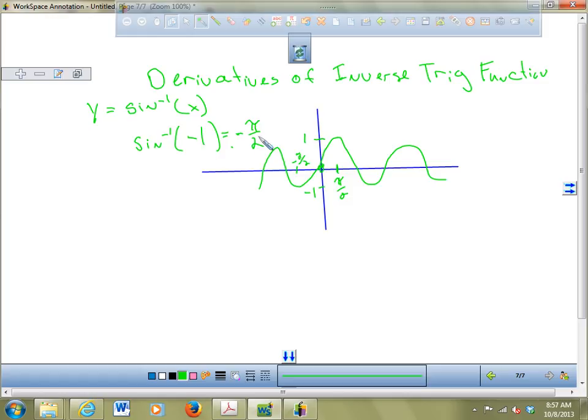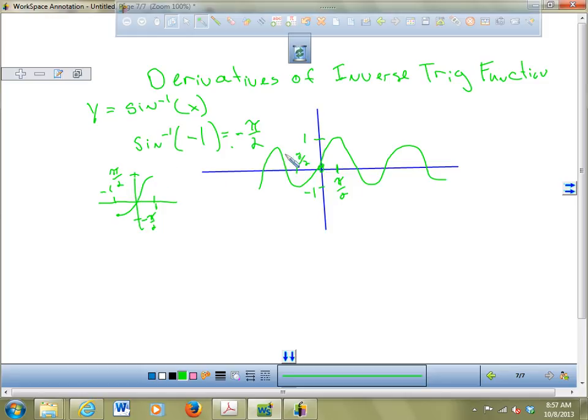Okay, and if you remember the inverse trig functions with sine, we had to restrict the domain. It kind of looked like this, going from negative pi over 2 to pi over 2, right? And we restrict the domain. You can only plug in values between negative 1 and 1 for x. If you use bigger numbers than that, you get an error on your calculator.